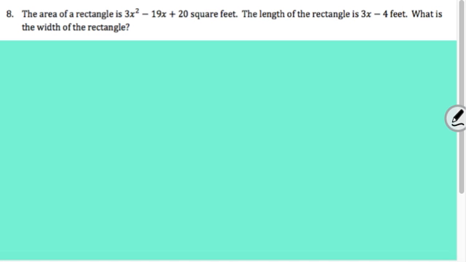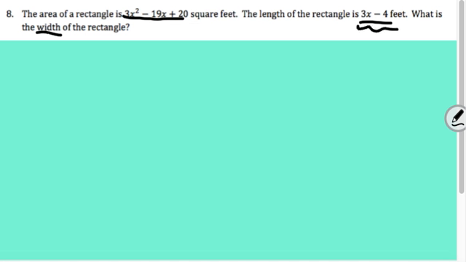Here's a word problem. The area of a rectangle is, this is the area right here, 3x squared minus 19x plus 20 square feet. The length of the rectangle is 3x minus 4 feet. What is the width? Now our answer isn't going to be like 5 or 7 or something like that. It's going to be an expression, kind of like we have 3x minus 4 over here.